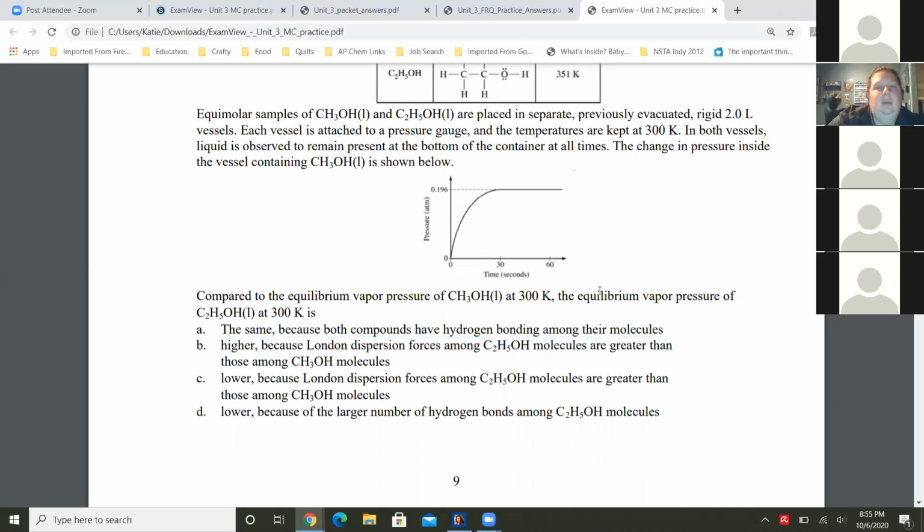Yeah, we haven't talked about equilibrium a whole lot lately, but equilibrium just means nothing measurable is changing. So it means it's done evaporating, it's reached as much vapor pressure as it's going to have.